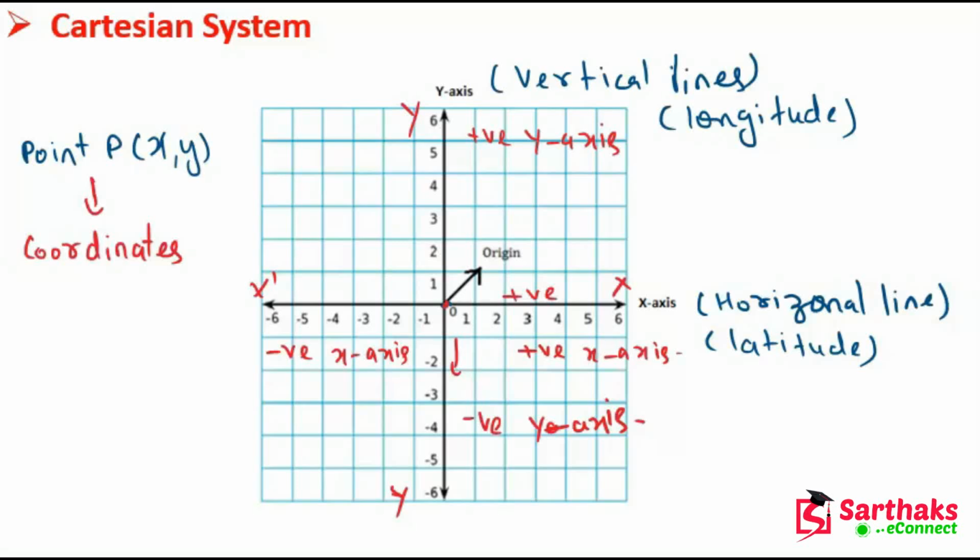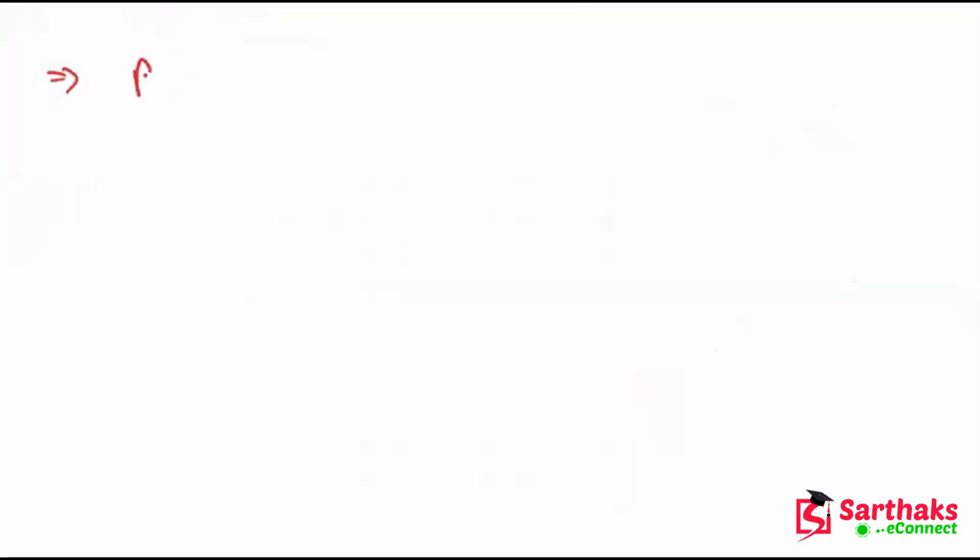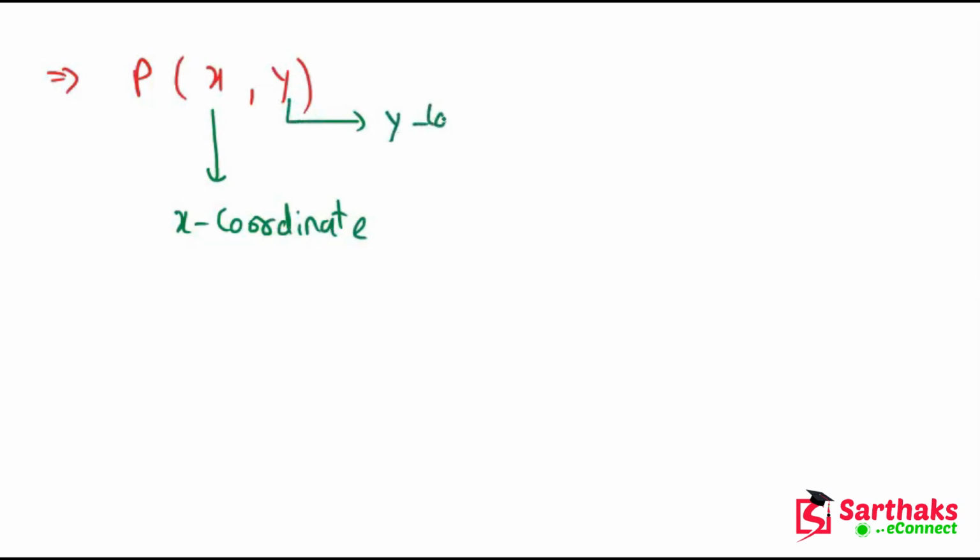And now my dear friends, in these coordinates, let's suppose we have a point P and the coordinates are x comma y. So my dear friends, we can say that this is the x coordinate. And this is the y coordinate. Okay. This is the x coordinate. This is the y coordinate.